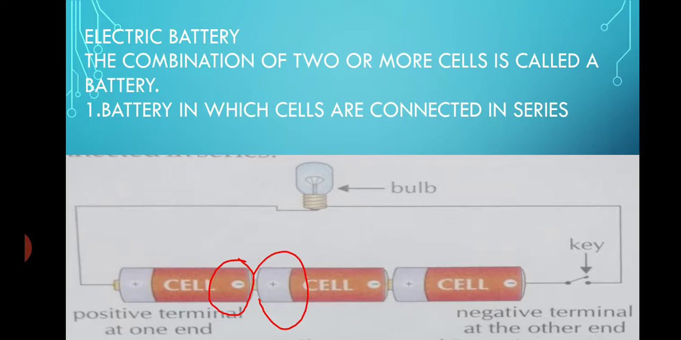In this kind of battery, the cells are connected in such a way that the negative terminal of one cell is connected to the positive terminal of the next cell. And according to need, a number of cells can be connected in this way.